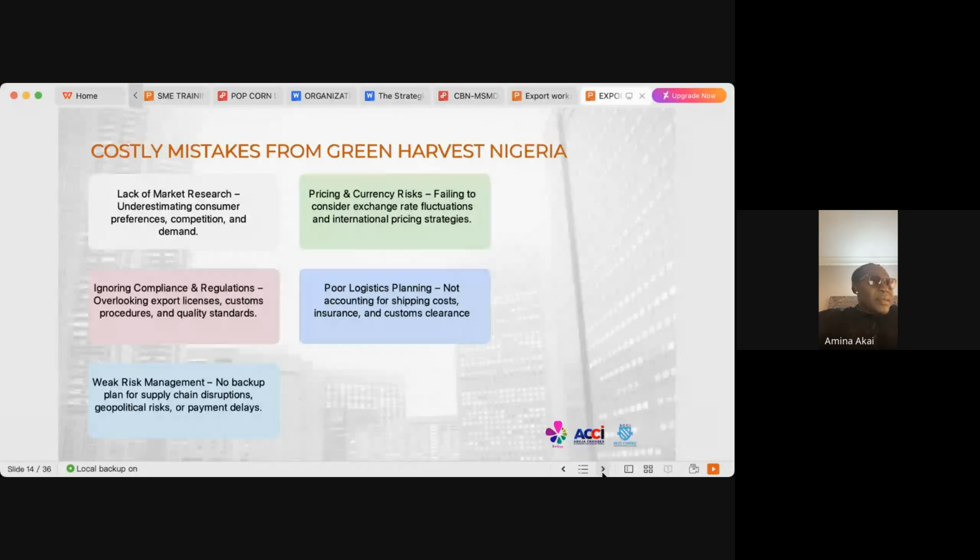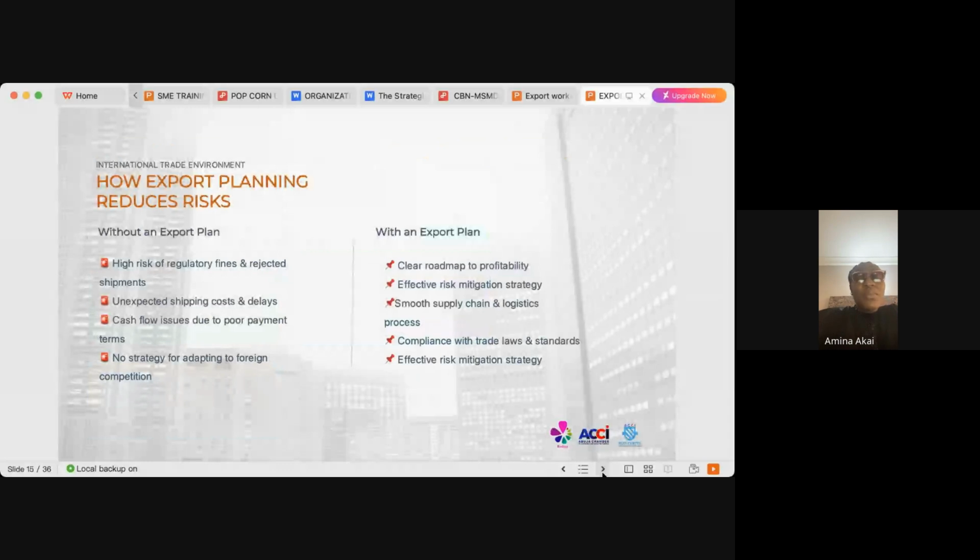Then weak risk management, no backup plan. You must have a backup plan for your supply chain. If you're buying raw materials from certain people, is it 2 or 3 people? You must have a backup plan. If your main supplier is not available, research, find out people who have the same kind of supply, or who will be able to supply the quality of raw materials that you need. So you have to do that.